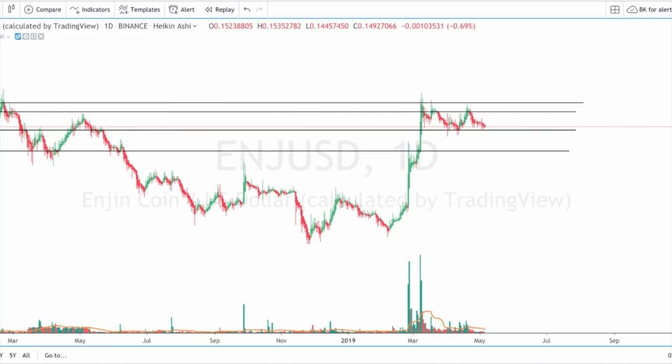Okay, the last one we're going to take a look at is Enjin Coin. If you're not familiar with what Enjin Coin does, it's a platform to build games on. Really like the idea behind this, and it seems to be gaining some traction. Look at this nice run up that it had, and you can go ahead and look up bull flags and how to measure moves on bull flags, because that's exactly what this looks like to me.